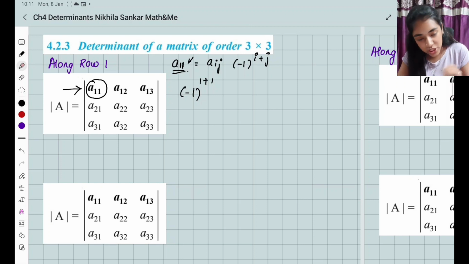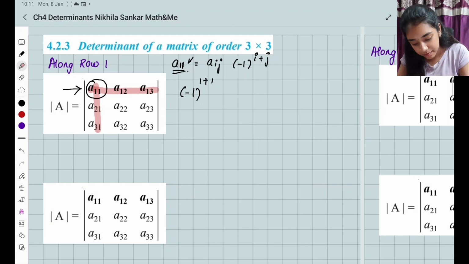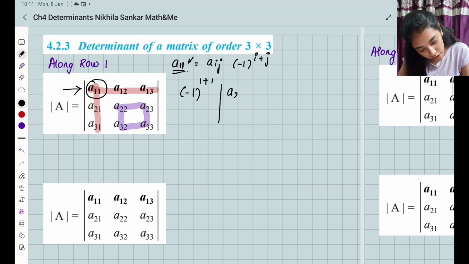Now, whichever element you are taking, which row is a11 in? First row. I am going to omit this first row and omit the first column. Whichever row and column that element is in, we can hide it for the time being. Okay, it is hidden now. Now what is left? I am left only with this, this particular 2 by 2 matrix. Now we have only the 2 by 2 matrix. I am going to find the determinant of that. So how am I going to write? It is going to be the determinant of a22, a23, a32, a33.